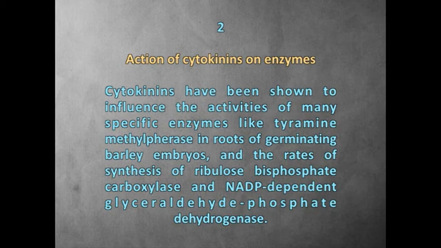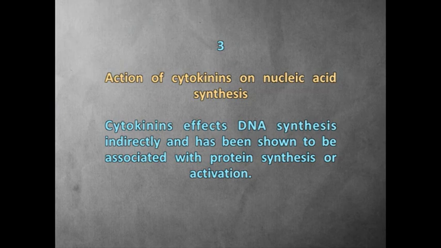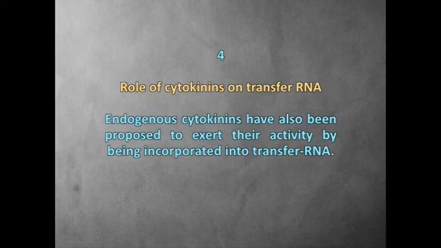Cytokinins have been shown to influence the activities of many specific enzymes, like tyramine methyltransferase in roots of germinating barley embryos, and the rates of synthesis of ribulose bisphosphate carboxylase and NADP-dependent glyceraldehyde phosphate dehydrogenase. The next is the action of cytokinins on nucleic acid synthesis. Cytokinin affects DNA synthesis indirectly and has been shown to be associated with protein synthesis or activation. The next is the role of cytokinins on transfer RNA. Endogenous cytokinins have also been proposed to exert their activity by being incorporated into transfer RNA.